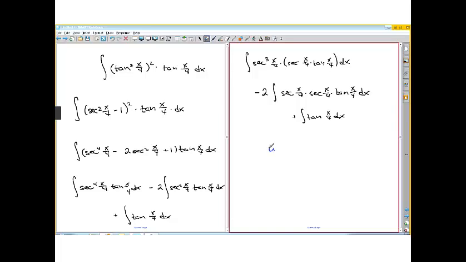So now we're going to use a substitution. We're going to let u equal the secant of x over 4. So the derivative of the secant is the secant times the tangent. So we get the secant of x over 4, tangent of x over 4, all times dx.